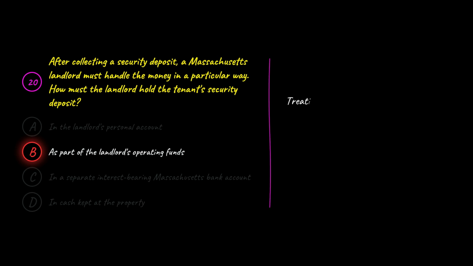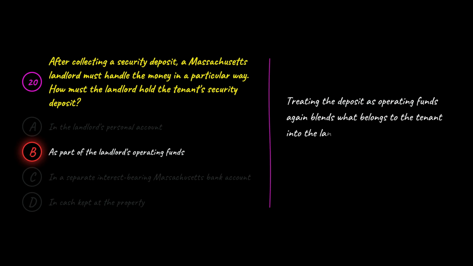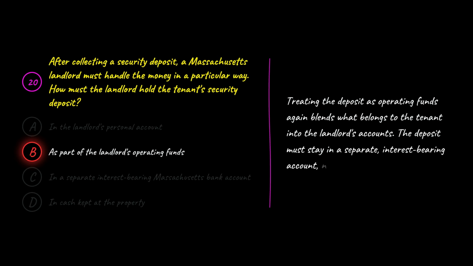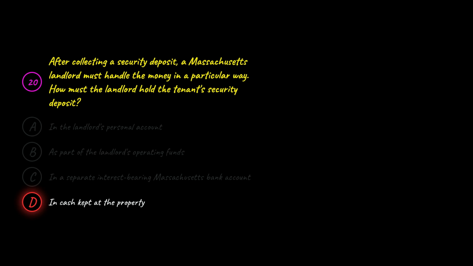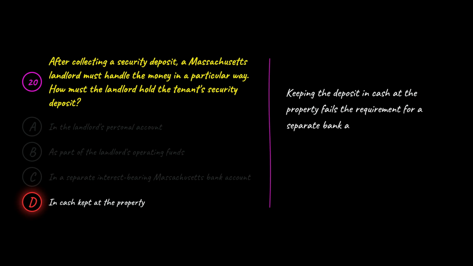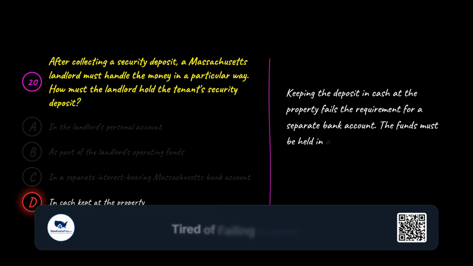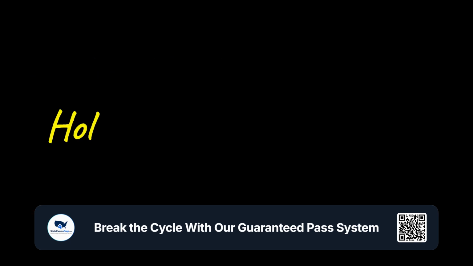B is wrong because treating the deposit as operating funds again blends what belongs to the tenant into the landlord's accounts. The deposit must stay in a separate interest-bearing account, not be folded into general finances. D is wrong because keeping the deposit in cash at the property fails the requirement for a separate bank account. The funds must be held in an interest-bearing Massachusetts bank account, not stored informally.